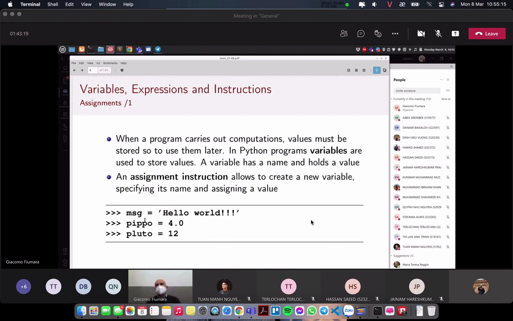Think of assignments as instructions in which we declare, we create a new name to specify a memory location. So we take a memory location, some space in your memory, we stick a label with the name on it, and we place in this space the piece of information we need to store for future uses. Okay, is it clear? Any question?